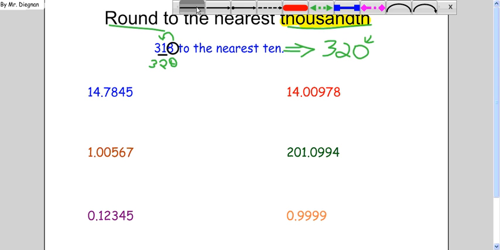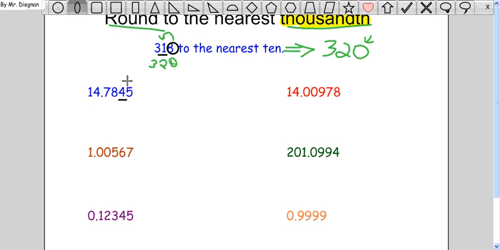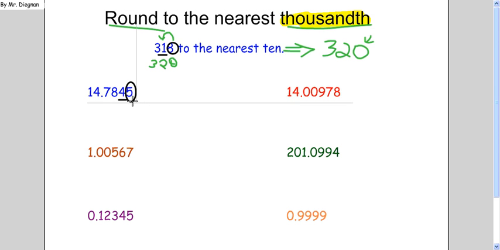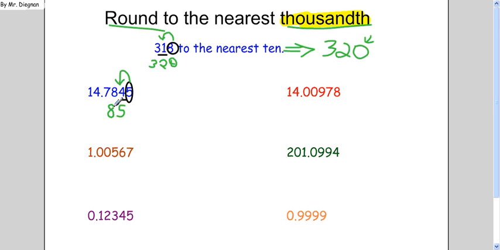So the first thing I want to do is underline the 4, because that's what's in the thousands place. Then I want to circle the 5, because the 5 is going to tell me what to do. So I draw my little arrow. Okay, what does 5 tell 4 to do? Well, 5 tells 4 to round up to a 5. And then we go 8, 7, they're all going to stay the same.